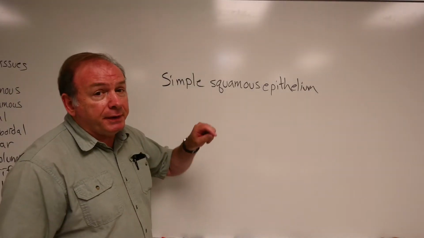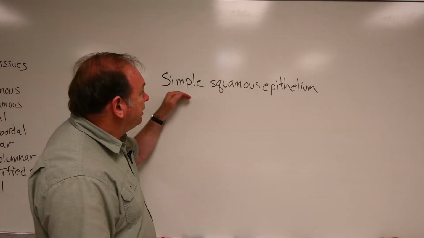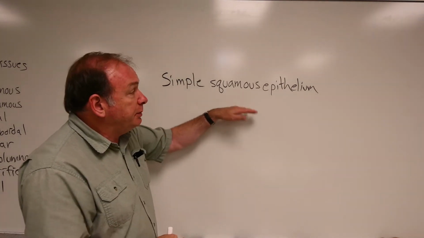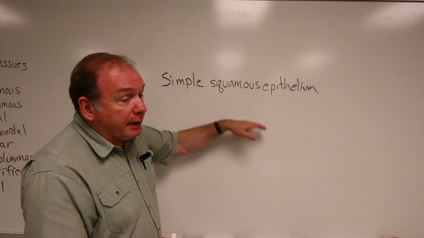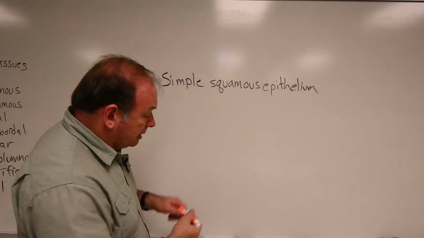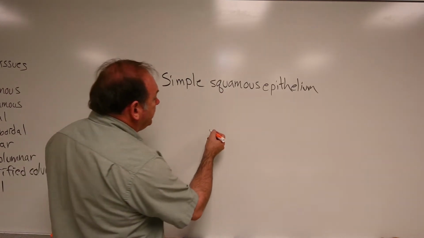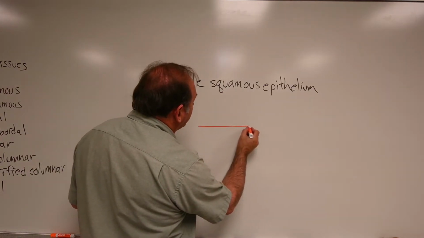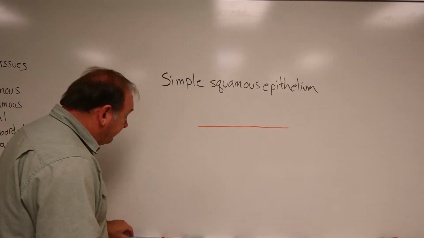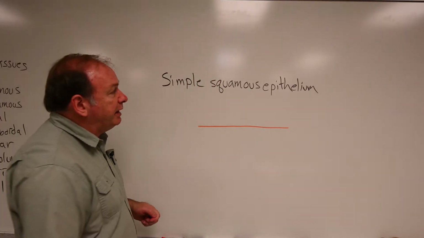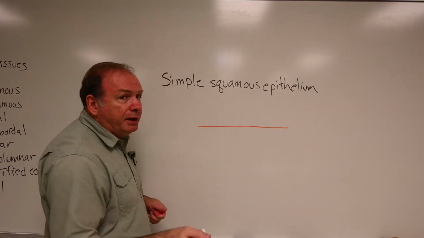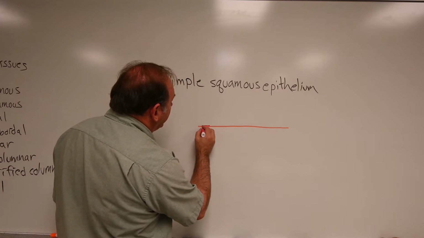Simple squamous epithelium is, of course, a single layer of cells. It's simple, not stratified, not multiple layers of cells. Squamous means flat. It's an epithelium, so it's going to be on a covering or lining and have a basement membrane. I always draw the basement membrane in orange, so my orange line here will represent the basement membrane. And then on top of that, I'll draw in my different cells. Usually I make the cell outline in red. Use a red marker to do that.